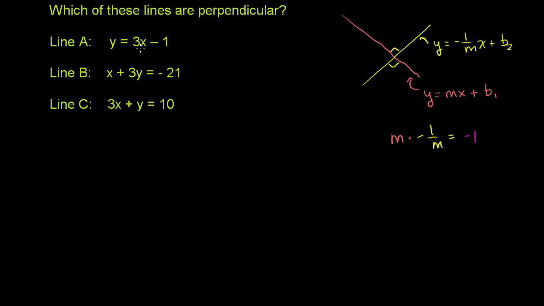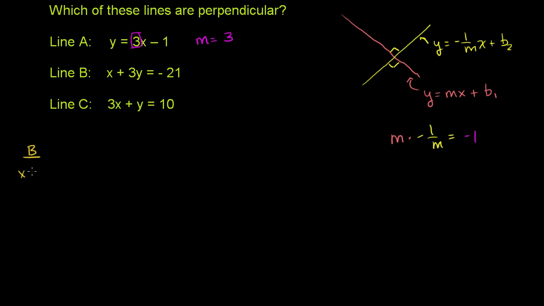So line A, the slope is pretty easy to figure out. It's already in slope-intercept form. Its slope is 3. So line A has a slope of 3. Line B, it's in standard form. Not too hard to put it in slope-intercept form. So let's try to do it. So let's do line B over here.